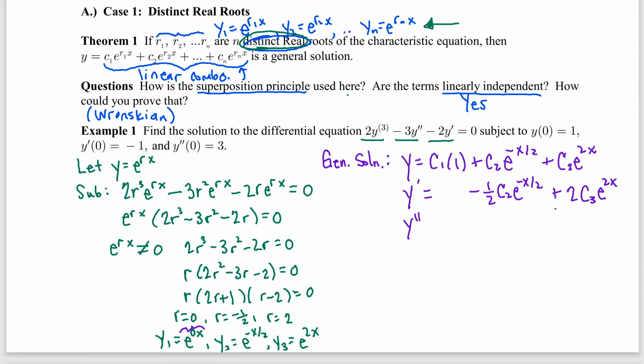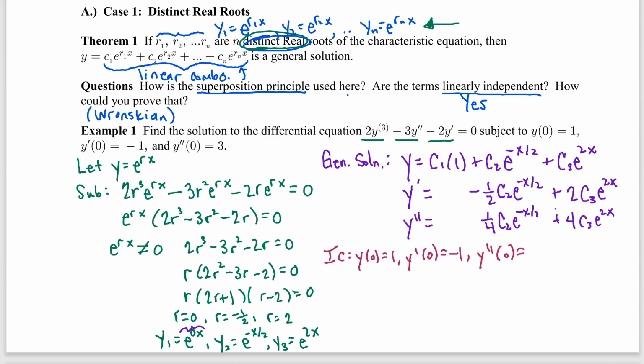Let's go ahead and get our second derivative term. This is going to look like 1/4 c sub 2 e to the negative x over 2 plus 4 c sub 3 e to the 2x. Getting back to our initial conditions, the first one is y of 0 equals 1. Second one, y prime of 0 equals -1, and y double prime of 0 equals 3.